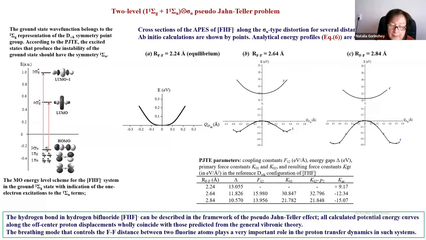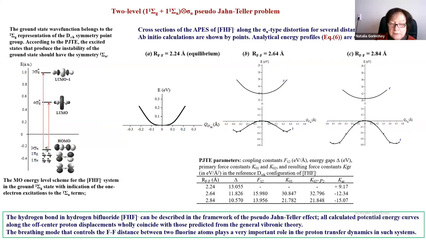The ground state wave function of the system belongs to the sigma-g representation of the D∞h symmetry point group. Some of the valence molecular orbitals are shown in the figure on the left. According to the pseudo-Jahn-Teller effect, excited states that produce the instability of the ground state should have the symmetry sigma-u. The first sigma-u excited state is formed by one-electron excitation from the HOMO 3σu to the LUMO 4σg. Calculations have shown that we obtain the two-level pseudo-Jahn-Teller problem.